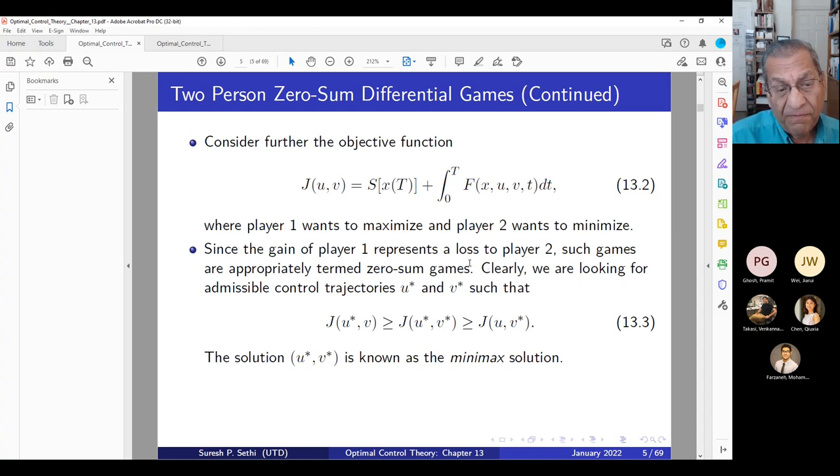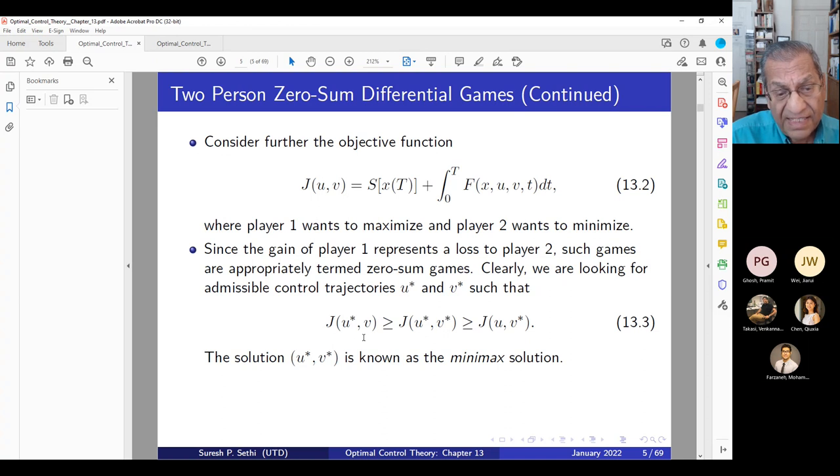So what are we looking for? We're looking for optimal U star and V star such that these two inequalities are satisfied. What does the first inequality say? U star, V star is called the equilibrium. It's a minimax solution. It's also the minimax equilibrium.